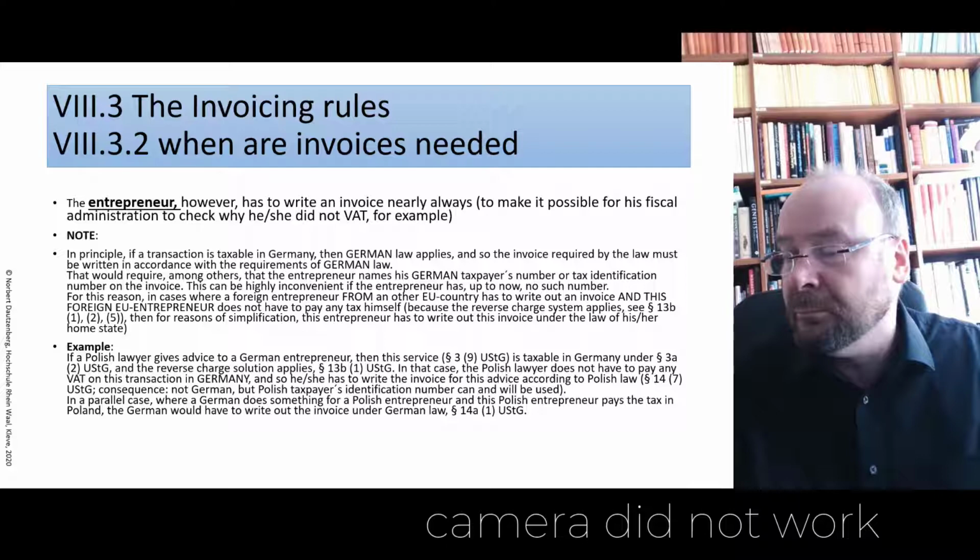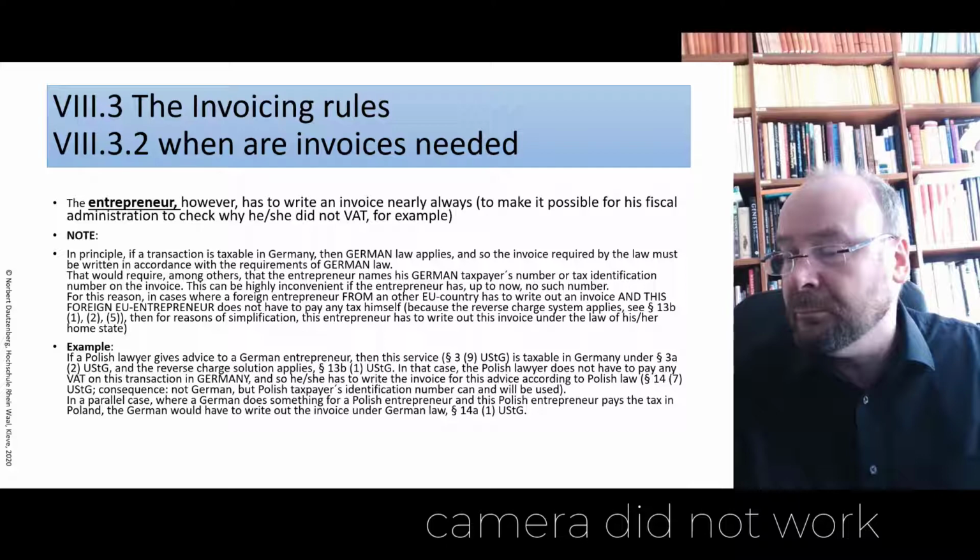That was frequently done before, but officially not permitted. So after a while, they found out the problem and said, okay, we must officially allow that. You can find this permission in paragraph 14.7 of the German UStG. Foreign entrepreneurs don't need to write out a German invoice, but can stick to their home state rules if no tax is to be paid by them.